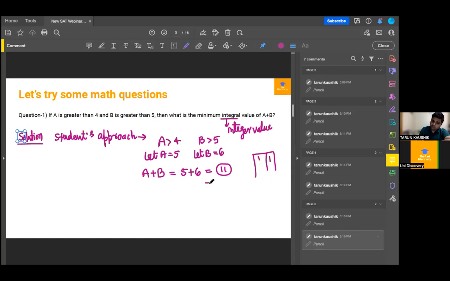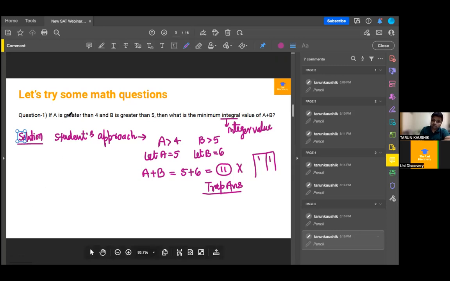So majority of the students, they agree that the answer has to be 11, but let me tell you, this 11 is the trap answer. And the trap answer means the answer which is given by majority of the students, and that is one of the most obvious answers which anybody will give. Now let's try and understand why this 11 is not the correct answer.